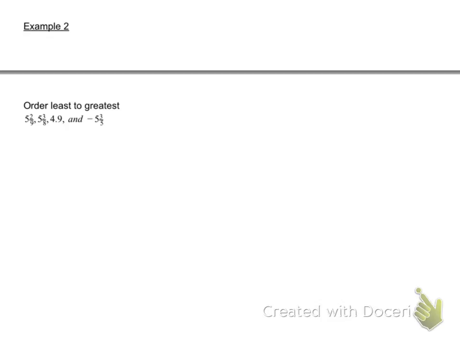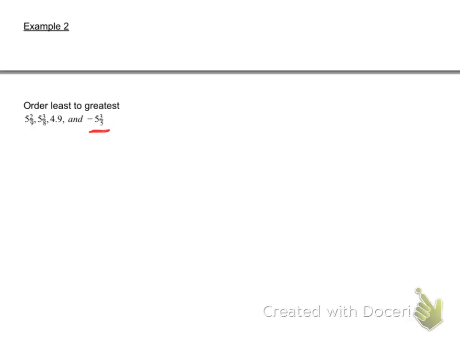So, here we go. The first problem I want you to do is order 5 and 2/9, 5 and 3/8, 4.9, and negative 5 and 3/5. Now look at this. I necessarily wouldn't even have to graph all of these on a number line. Can you tell me which one's my smallest number? Just by looking at this, which one's the smallest one? It's the negative 5 one. It's the only negative number, right? There's only one negative. So technically, we know this one's going to be my smallest number.